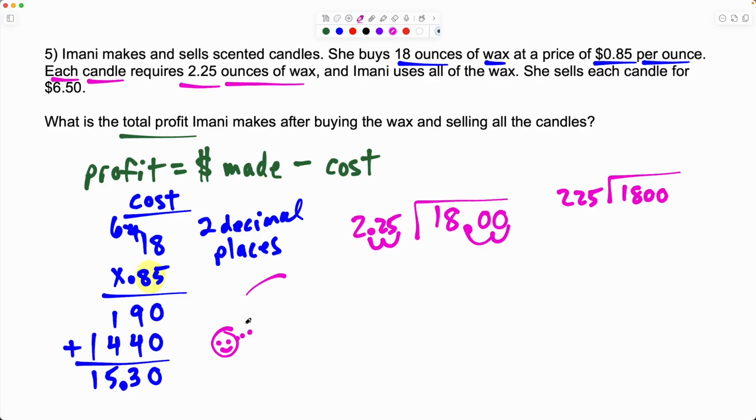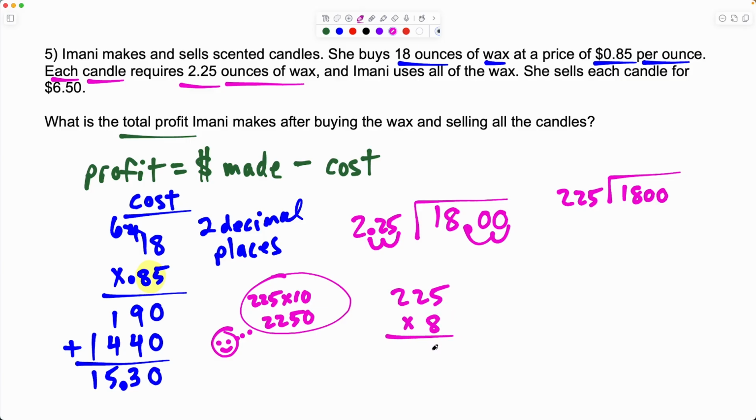So first, I think of 225 times 10. So 225 times 10 would give us 2,250, which would go too far. But then I think about it, if I were to subtract 225, I would still be more than 2,000. So I'm going to have to go even less than that. So let's see what happens if I do 225 times 8. Let's see where that gets us.